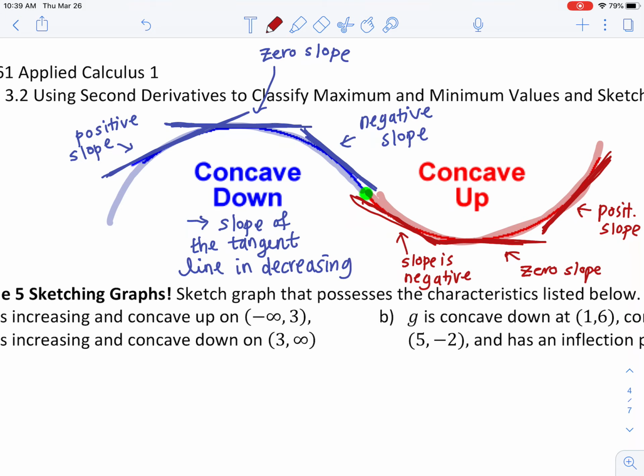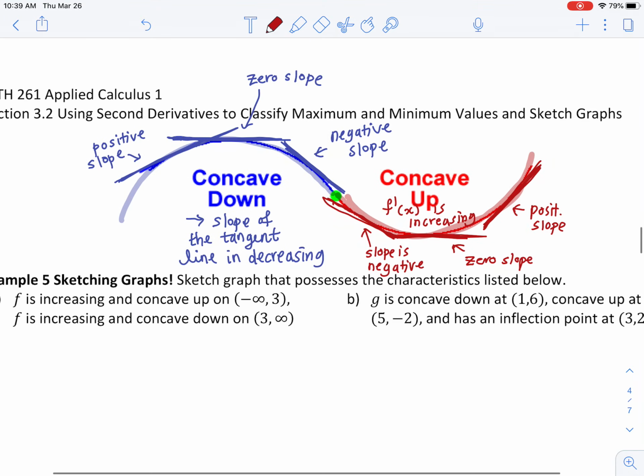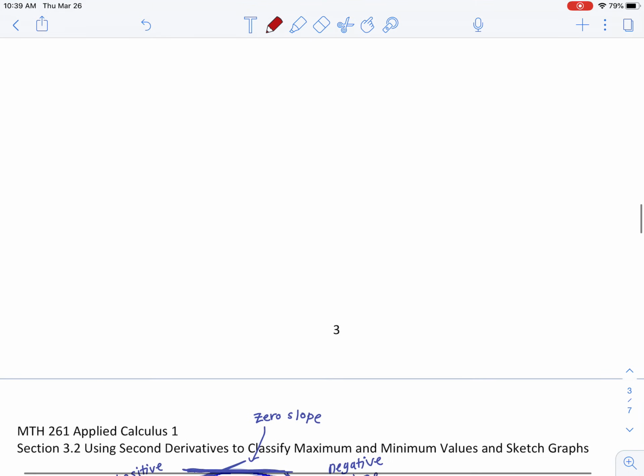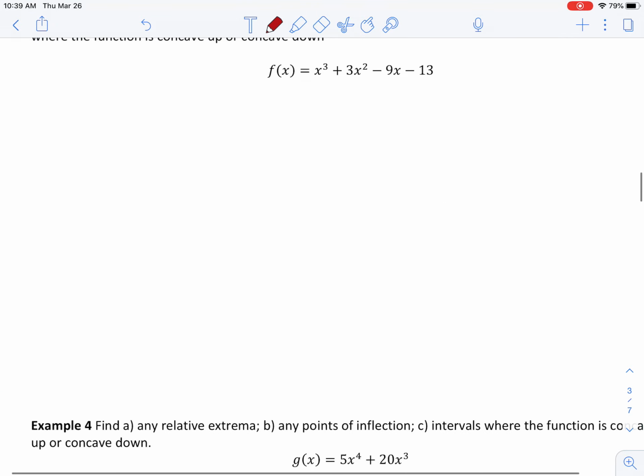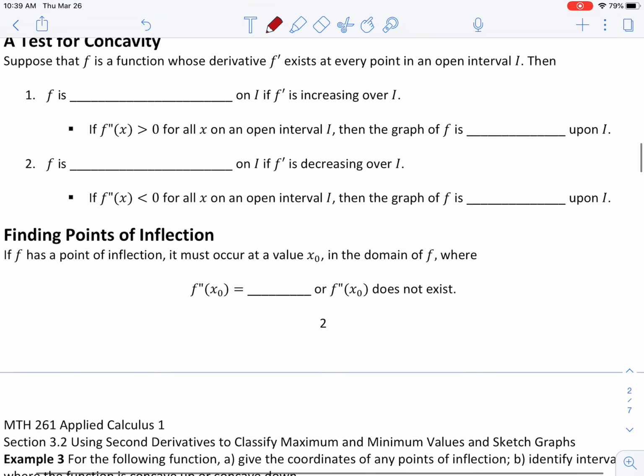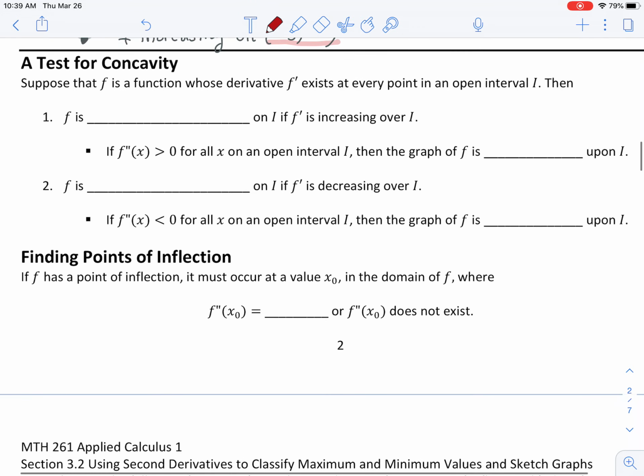So what you notice is that in the concave up part of the graph, the slope of the tangent line, or we can say f prime of x, is increasing. That's what concave up and concave down are about. Let's organize this a little bit. We're going to use that picture idea when we're doing pages 4 and 5. But let's fill out these blanks that I've got up here for you.